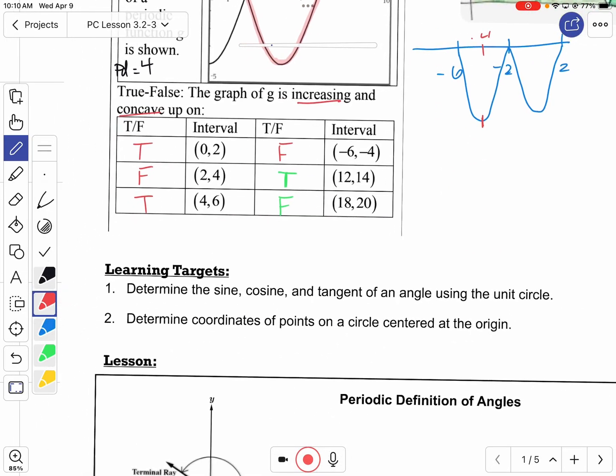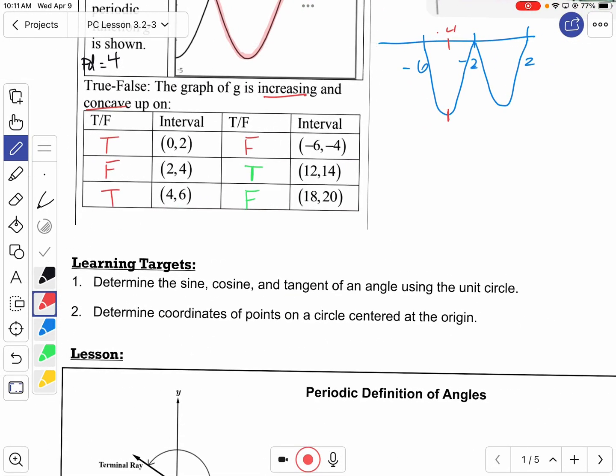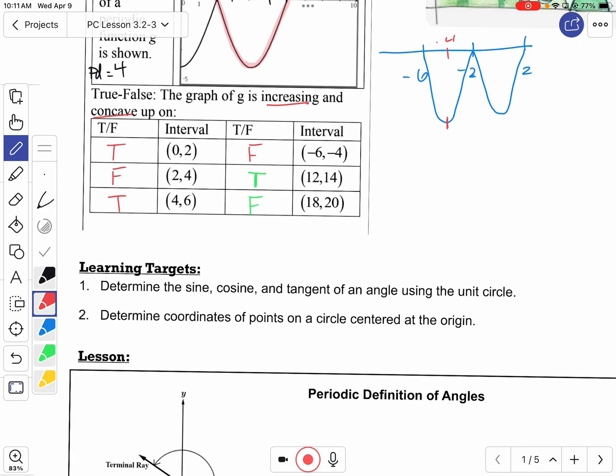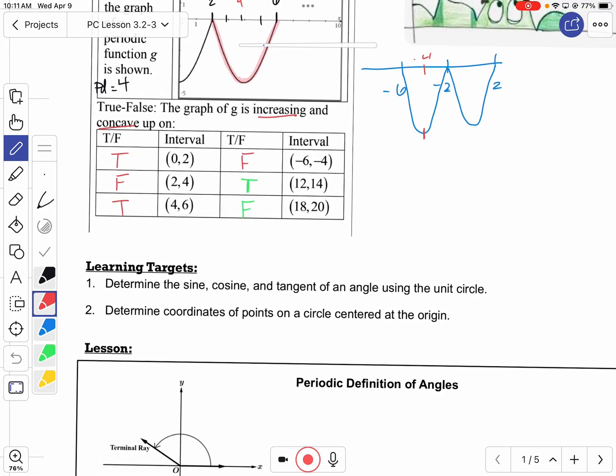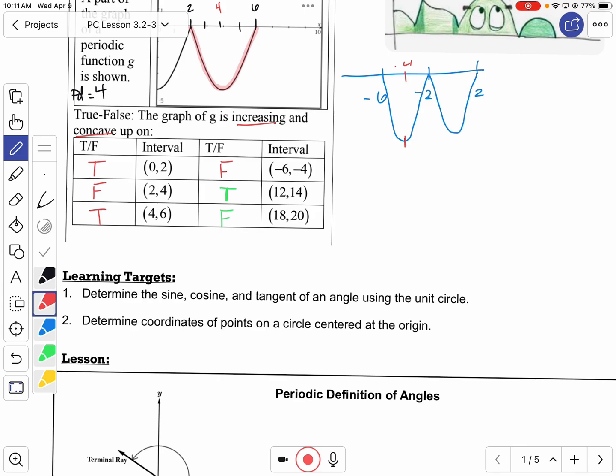All right, so our targets for today, we're going to talk about sine, cosine, and tangent using the unit circle. And you're thinking, well, Ms. Moore, we already did that. You're right, we did. But we're going to look at it in a little different context, in terms of how they're going to assess you on the exam. And then we're going to determine coordinates of points on a circle that's centered at the origin.